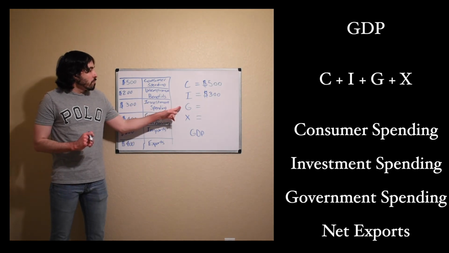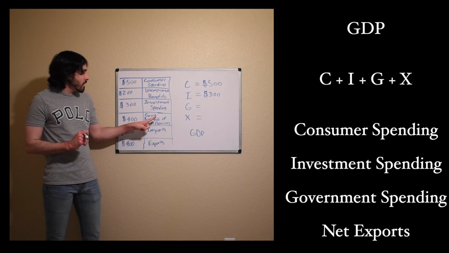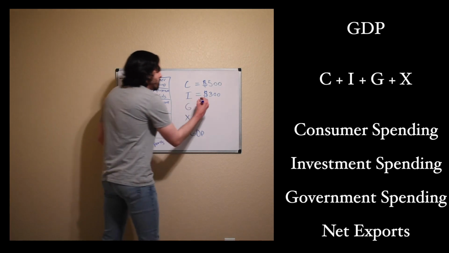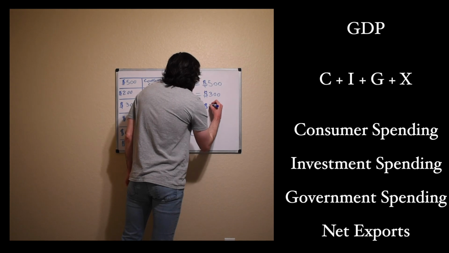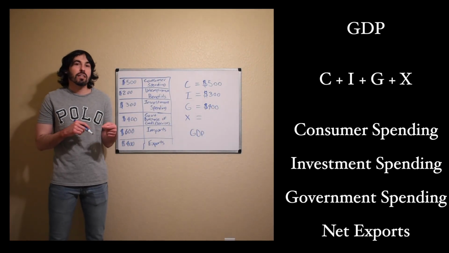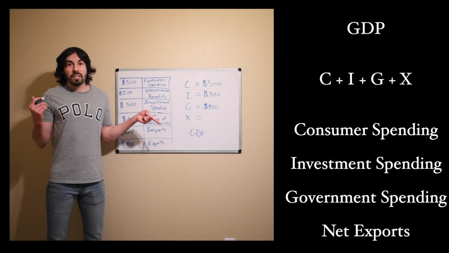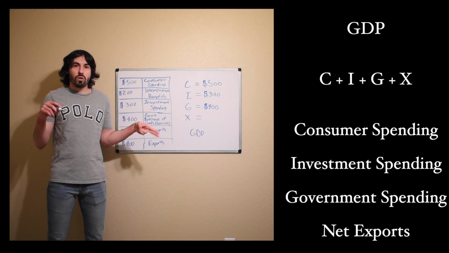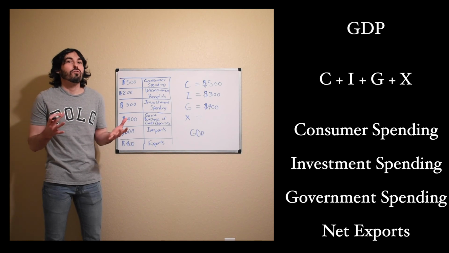Okay, so government spending. The government bought $400 worth of stuff this year in this country. They bought $400 worth of goods or services. Maybe they paid $200 for an airplane and $200 for the service of somebody building a road.